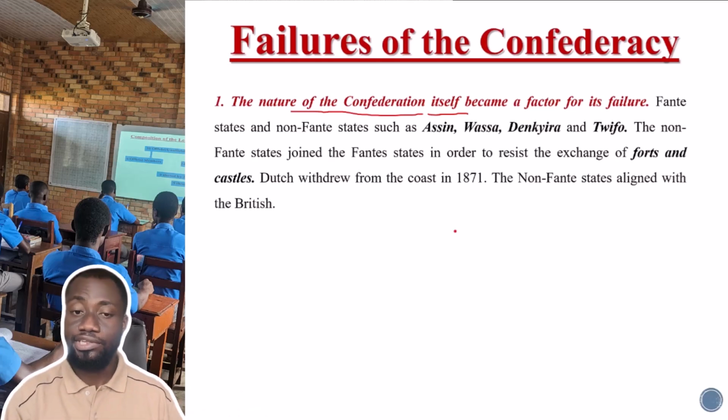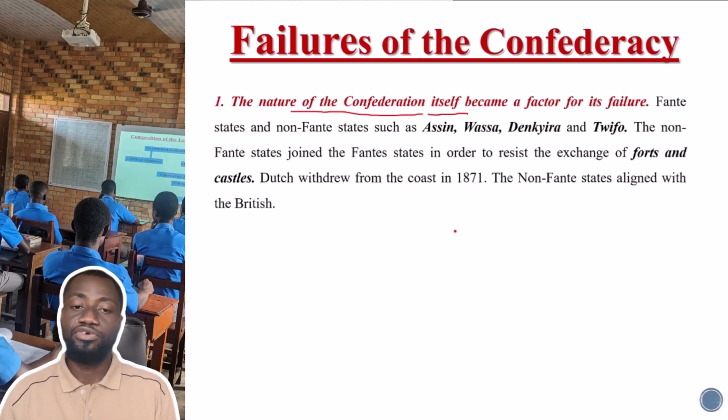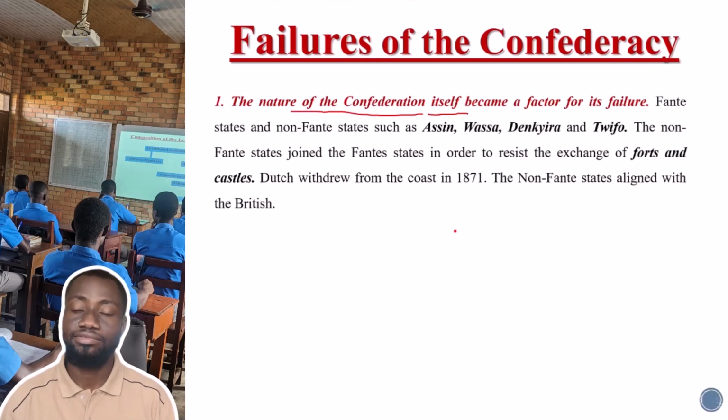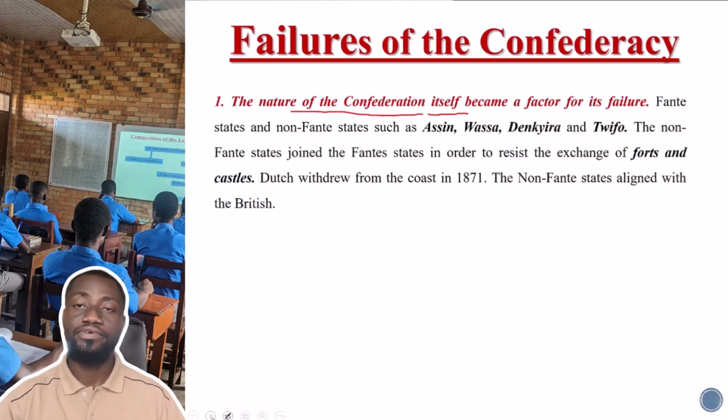You recall our previous discussion about the Sweet River Convention. So when the Dutch withdrew from the coast in 1872, the non-Fante states aligned with the British, and so they didn't see the reason why they should join the Confederacy, because their reason for joining was to resist the exchange of forts and castles, which did not materialize. They saw no need to join the Confederacy, and so they aligned with the British, and that reduced the membership of the Confederacy.